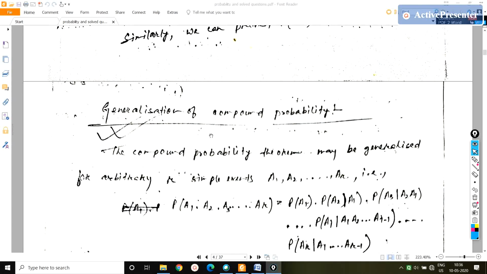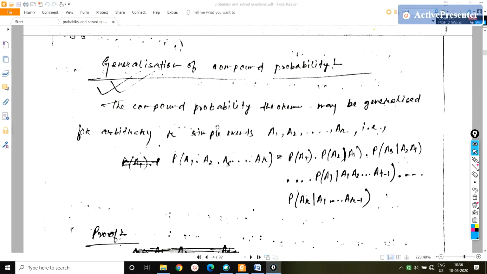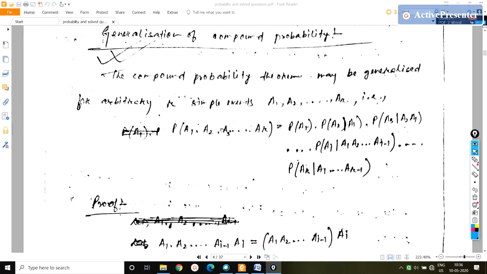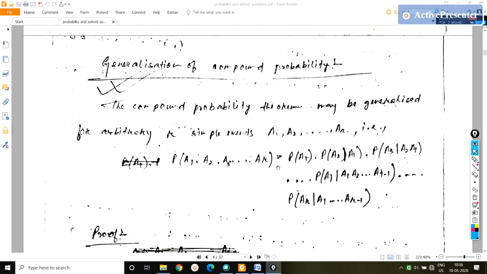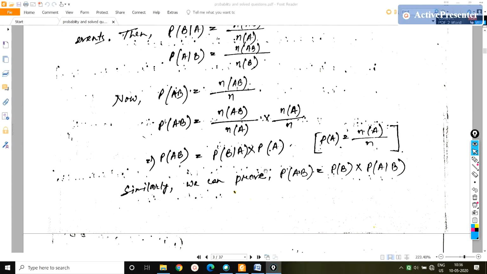Now we can generalize this theorem of compound probability. For the sake of simplicity, we will avoid it. That is, the probability of simultaneous occurrence of A1, A2, A3 up to AN is simply the product of the probability of A1, the probability of A2 given A1, the probability of A3 given A2 and A1, and continuation of that. So we will avoid this for the time being.